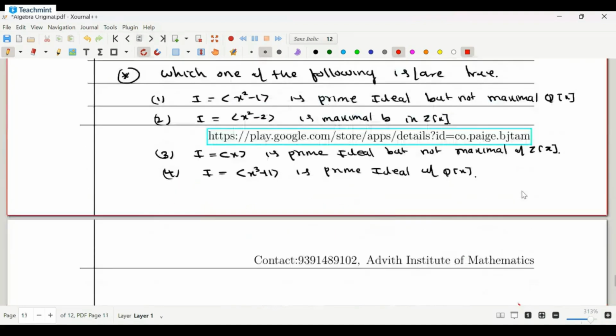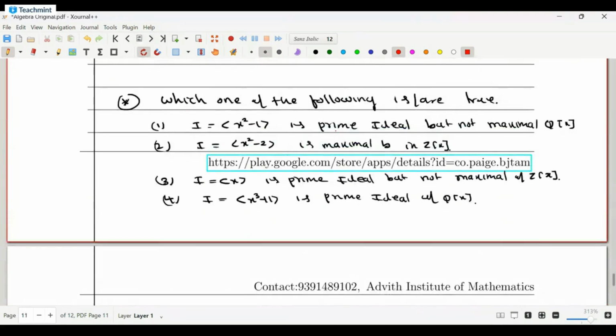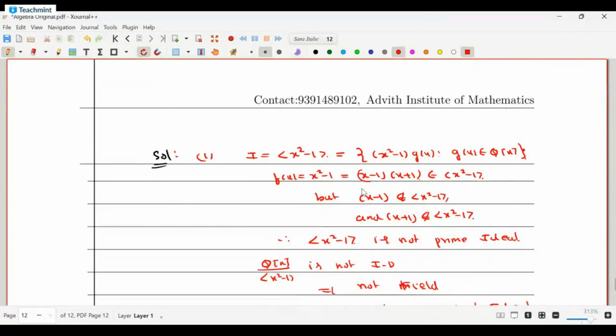Right? So therefore, I is equal to x square minus 1 is not a prime ideal and also not a maximal ideal. To put it simply, x square minus 1 is not irreducible in Q over x, because its factors can be written as x minus 1 and x plus 1, which belong to Q over x. Since it is not irreducible, it is not a prime ideal and also not a maximal ideal. You can say it that way too.